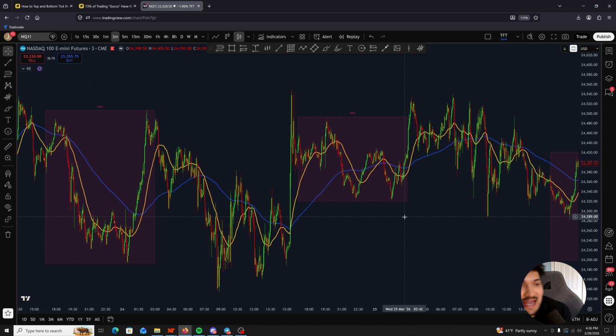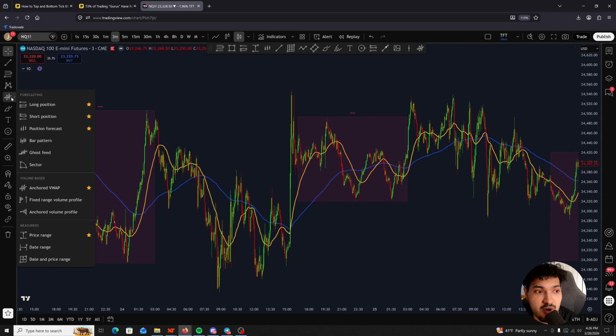All right, so let's get back into TradingView. I'm going to show you exactly how you can mark this out on TradingView and how you can use VWAP on TradingView on NASDAQ and kind of illustrate the point that I'm trying to make. So all you do is you come to NASDAQ, and then you come down to this 4th bar over here. And you can see it's our forecasting tool.